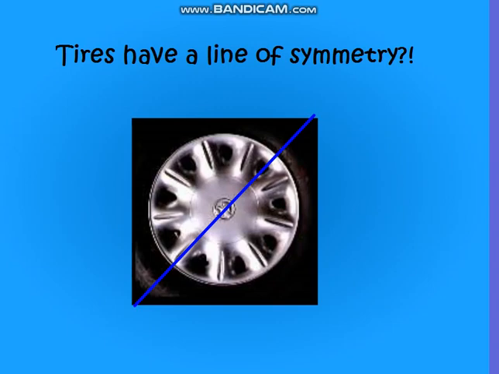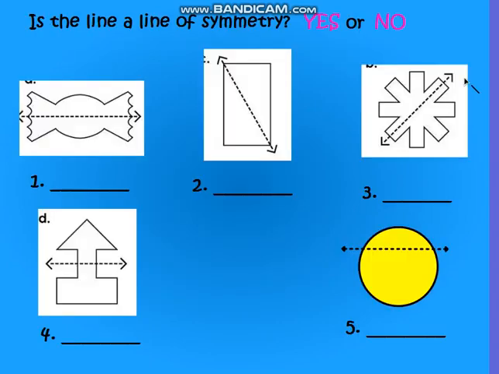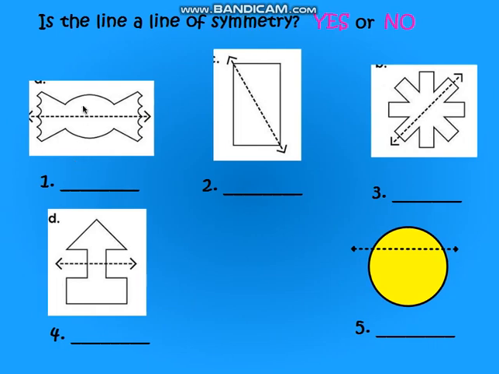Wow. Let's check some shapes with lines of symmetry to see if they are really lines of symmetry or not. Is this line cutting the candy into two exactly identical shapes? Yes, it is. So of course, it's a line of symmetry. What about this line cutting the rectangle? Yes, and these two shapes look exactly like each other.